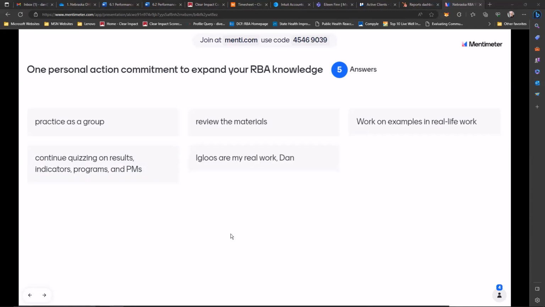Oh, and I had no idea igloos were your real work. Good job, Alex. I didn't know Nebraska got that cold. It's a short-lived season, yes, getting shorter every year.